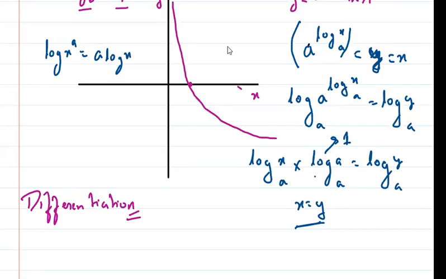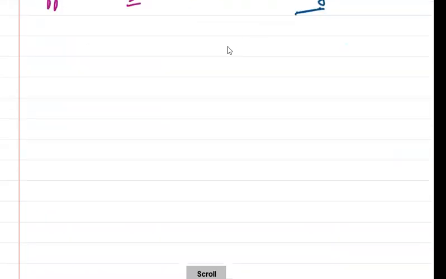ठीक है, चलो तो स्टार्ट करते हैं नेक्स्ट डिफरेंशिएशन। Before starting differentiation, let's see what is the meaning of rate. Rate of change. सबको समझ में आता है? What is the meaning of rate of change, guys? Tell me.